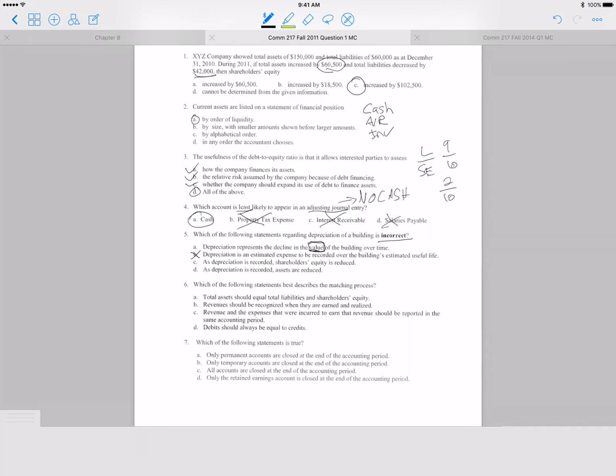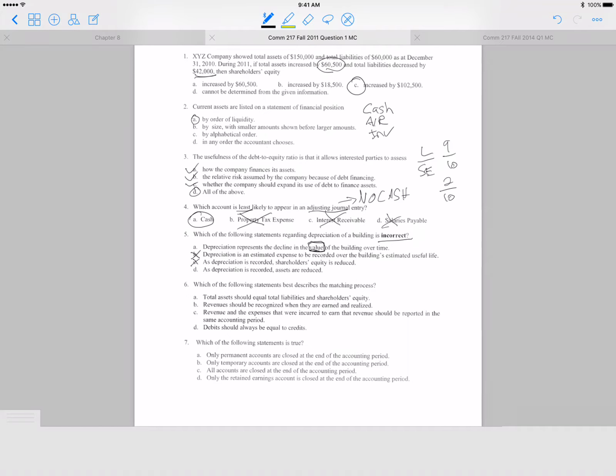And C, as depreciation is recorded, shareholders' equity is reduced. Well, that's correct because depreciation is an expense. So in your income statement, it would decrease your net income, and therefore it would decrease your shareholders' equity in the form of retained earnings.